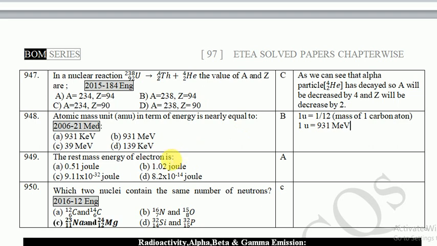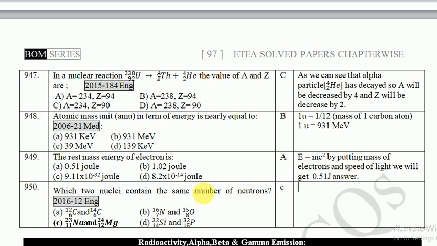The rest mass energy of an electron: we know that E is equal to mc square. By putting the mass of the electron and the speed of light, we will get 0.51 mega electron volt. This is an example from the second year book, no need to solve it, just remember this value. This is for one electron.